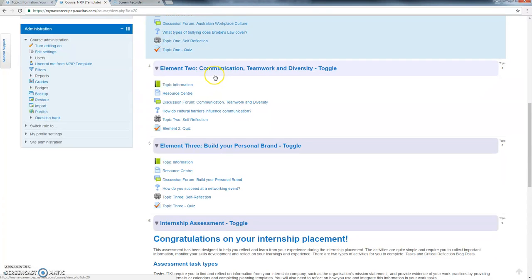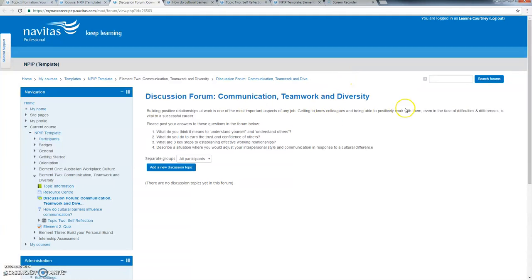Element 2 is, as you required, communication, teamwork and diversity, same thing. Topic information, resource centre, a discussion forum. So there's a discussion forum, there's a choice question, there's a self-reflective blog and a quiz. So the discussion forum, again, about 4 questions, getting them to reflect on the topic, answer some questions in the blog. Probably we'll put a minimum of 400 words in there so we get some decent answers.